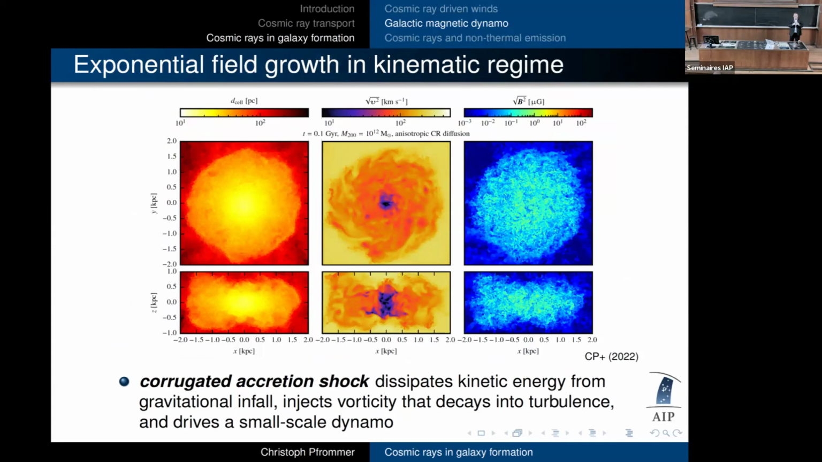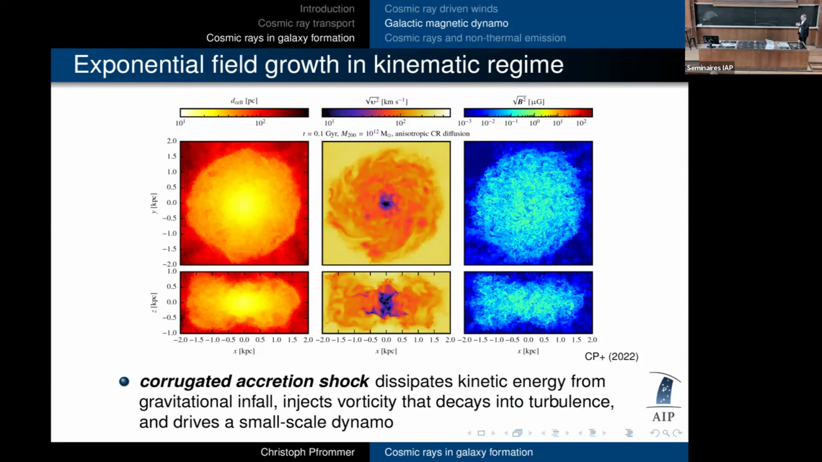First of all, you have an accretion shock that moves outwards. This accretion shock is corrugated. You can see these sort of corrugations here that dissipates kinetic energy of the sort of collapse into vortical motions, and this then drives the dynamo to grow the magnetic field that you can see here.